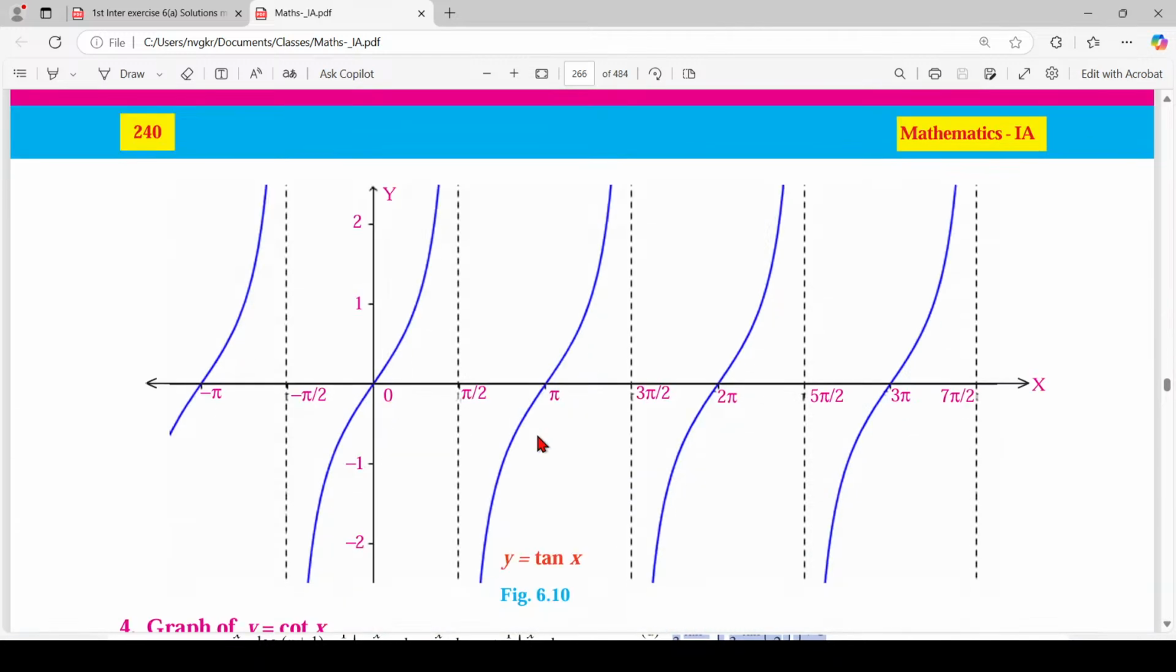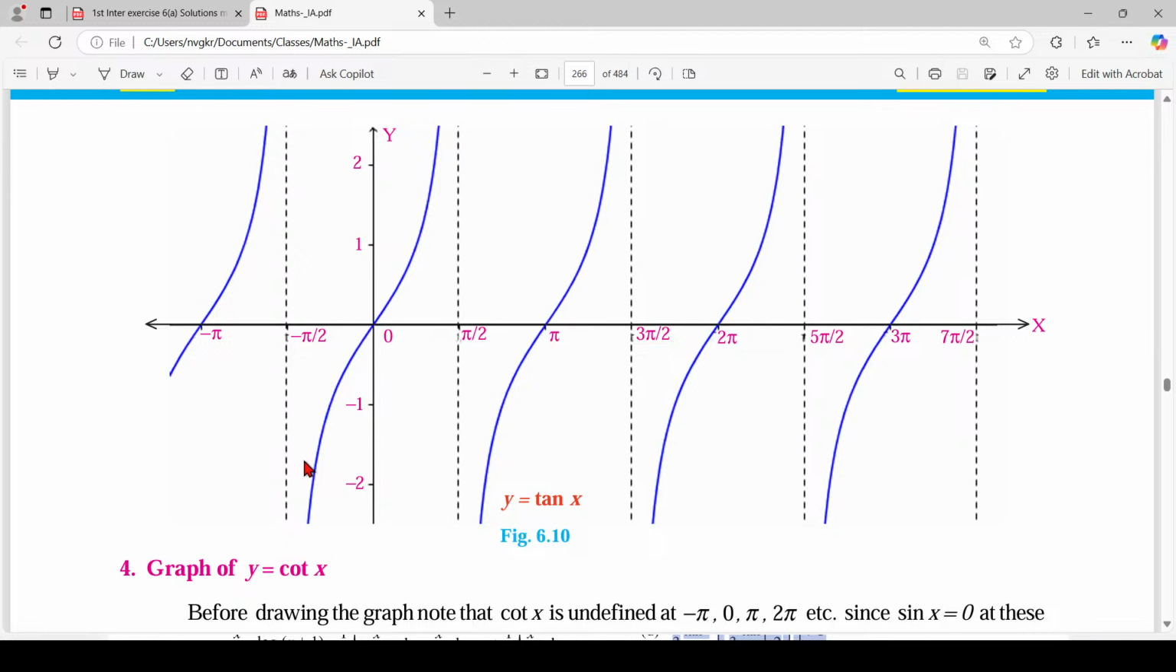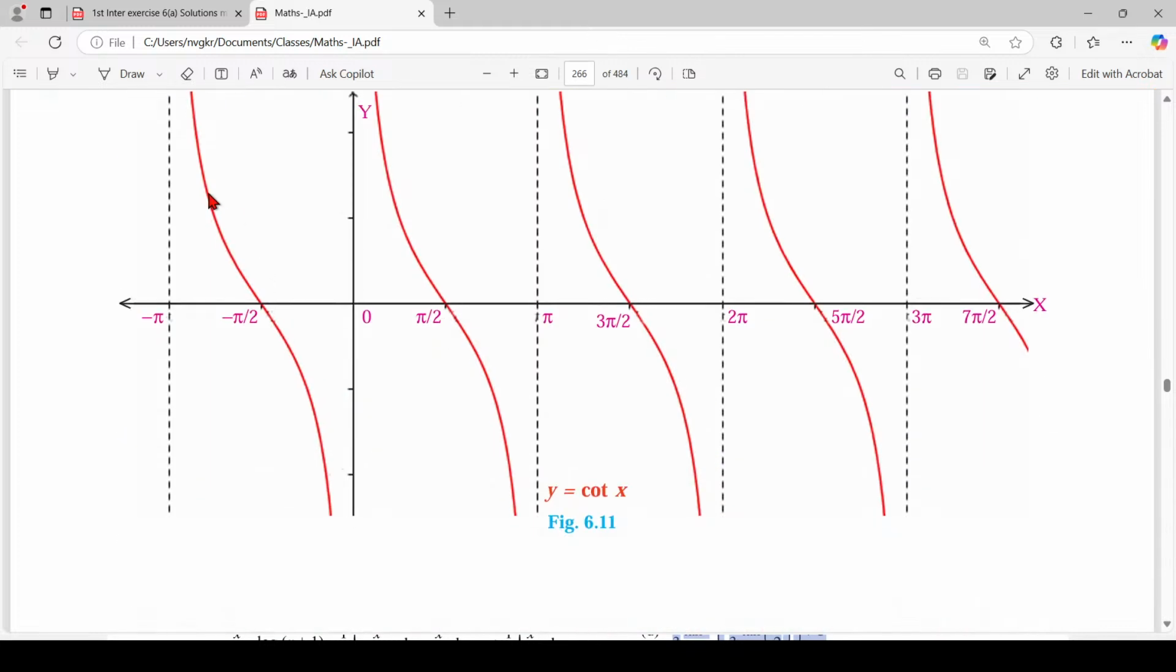But tan x repeats itself after every pi units. Whatever, tan 0 equals tan pi. The distance between this point and this point is again pi, this point and this point is again pi. Sin x and cos x repeat in 2 pi units, tan x repeats in pi units. Similarly, cot x will also repeat in pi units.